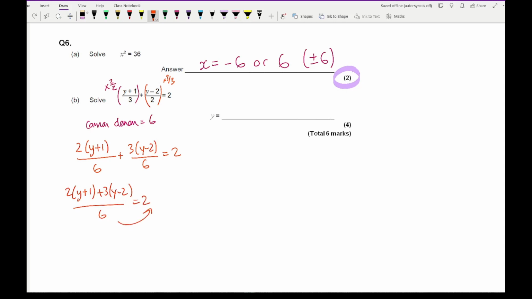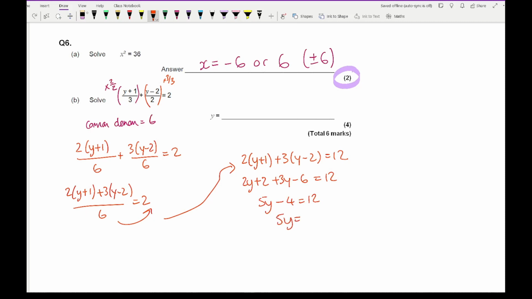Now if I take the 6 over, and I'm going to make a little space, I end up with 2(x plus 1) plus 3(y minus 2) equals 12. And then expanding the brackets, I get 2x plus 2 plus 3y minus 6 equals 12. Combining them, 2x plus 3y minus 4 equals 12. So 2x plus 3y equals 16.